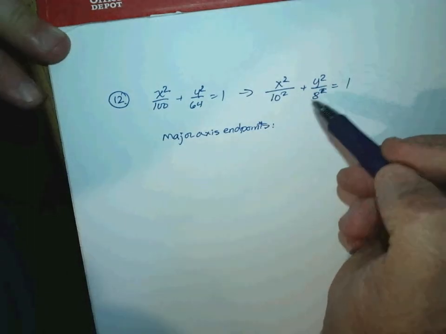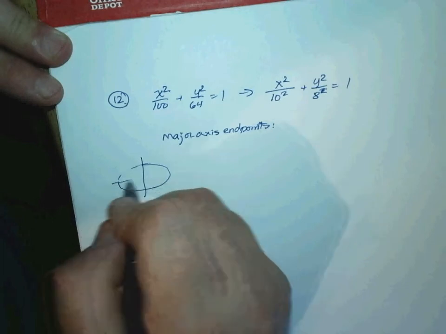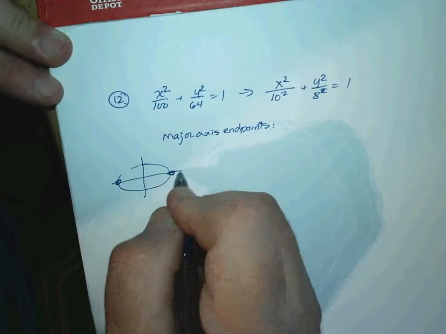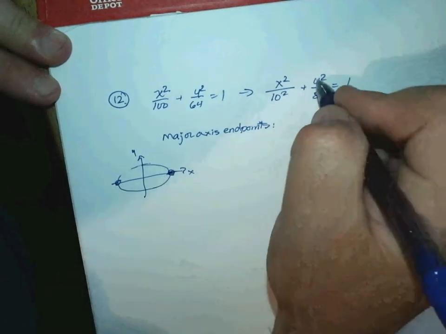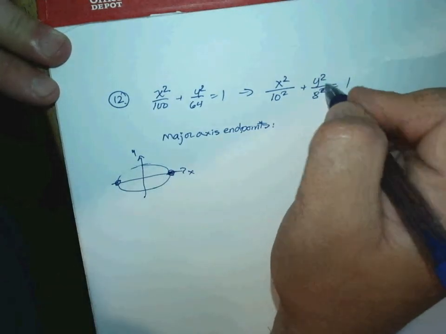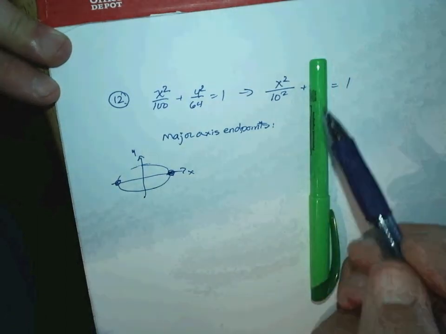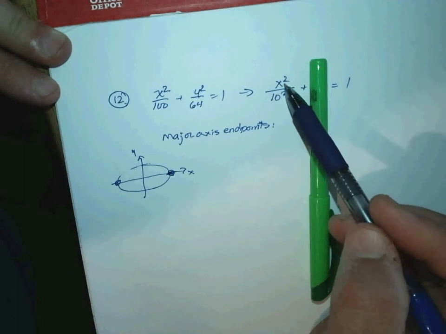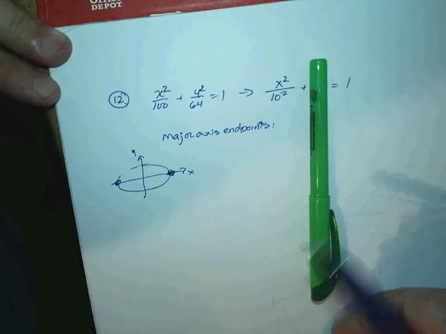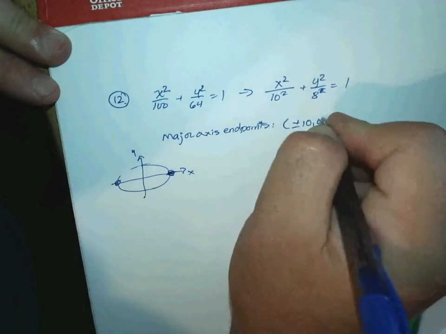The endpoints of that major axis are easy to find. Think about it. You have this ellipse, and you want to know where this and this are on the x-axis. Well, these are points where y is 0, so simply come to the equation and put 0 in for y. That wipes out that term. And so you get x squared over 10 squared is 1, which means x is either 10 or x is negative 10.